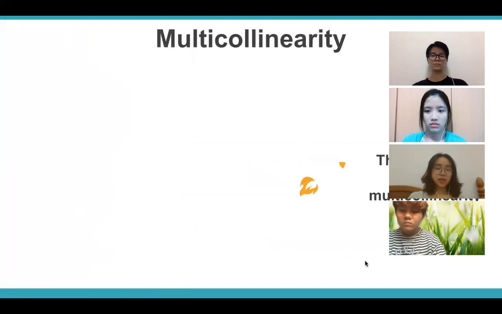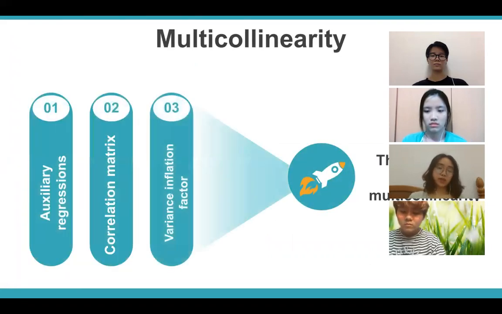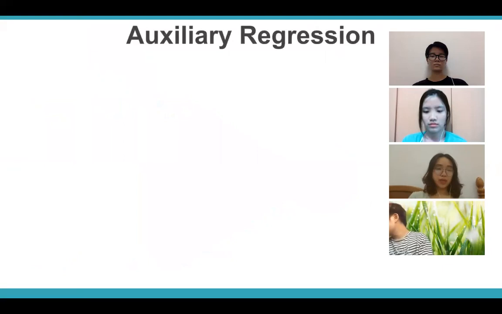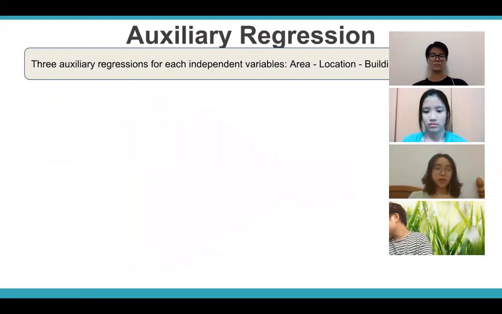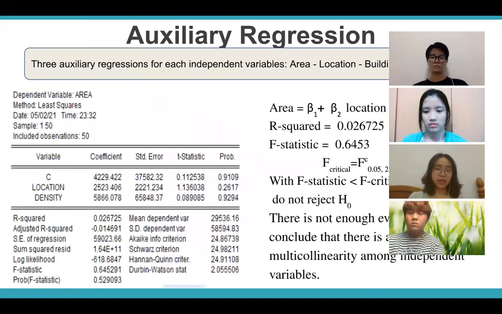To detect multicollinearity, we have three ways. First, we run the auxiliary regressions. Otherwise, we can use the correlation matrix in EViews. And the last way is to use the variance inflation factor to decide whether multicollinearity appears or not. With the auxiliary regression, we run three regressions, one for each independent variable, which are area, location, and building density.